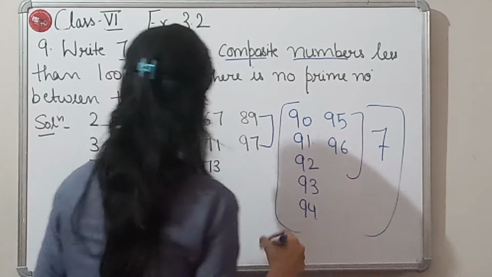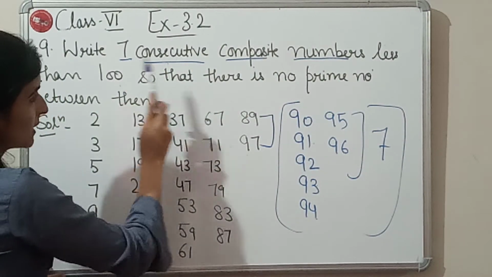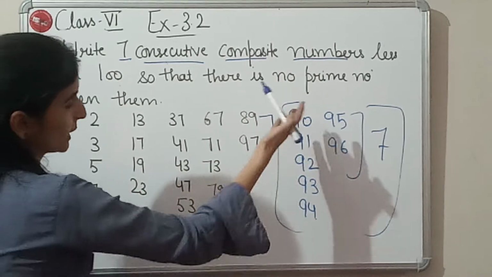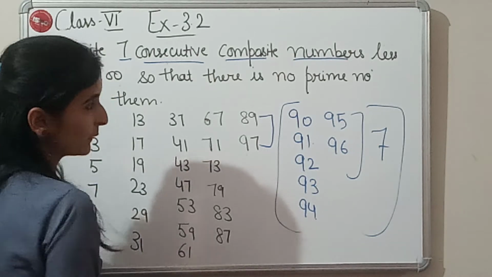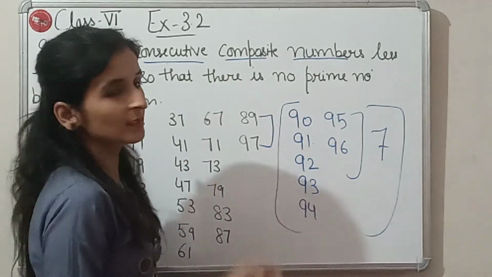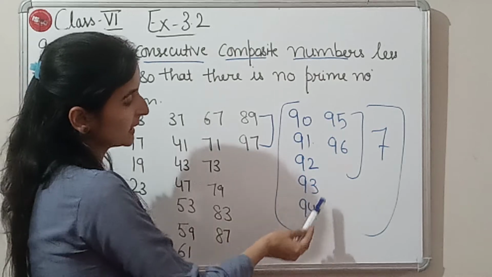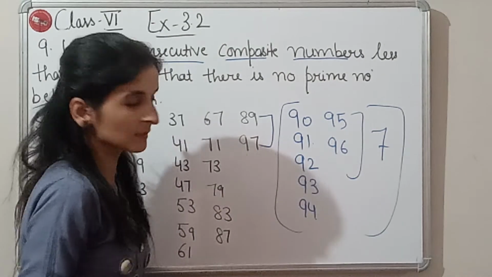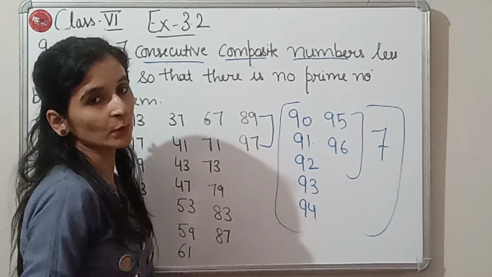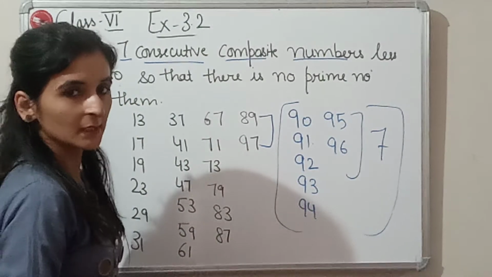We just had to find out the 7 consecutive composite numbers less than 100 so that there is no prime number between them. Consecutive means lagatar. So here we have consecutive composite numbers and there is no prime number between these composite numbers. Clear? So 90, 91, 92, 93, 94, 95 and 96. These all are composite numbers and these all are consecutive composite numbers. Clear? So that was about question number 9.